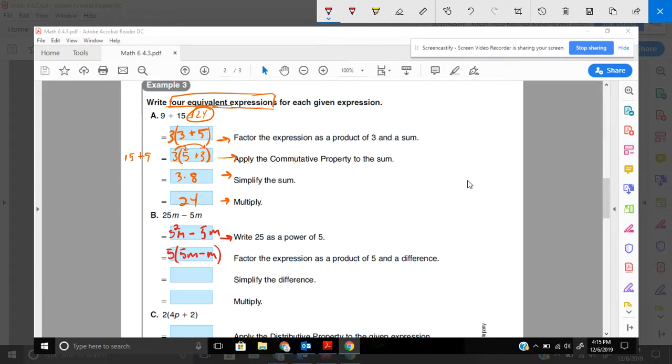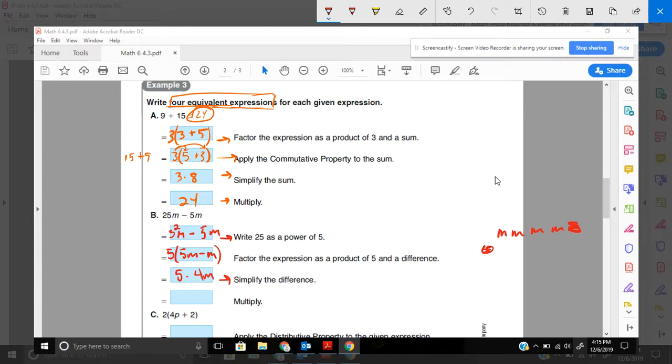Okay. Next, it wants us to simplify that difference. So, in other words, what is 5m minus 1m? Well, imagine you had 5 m's, 1, 2, 3, 4, 5, and you took away 1. Now how many do you have? Well, you have 4. So this is the same as 5 times 4m.